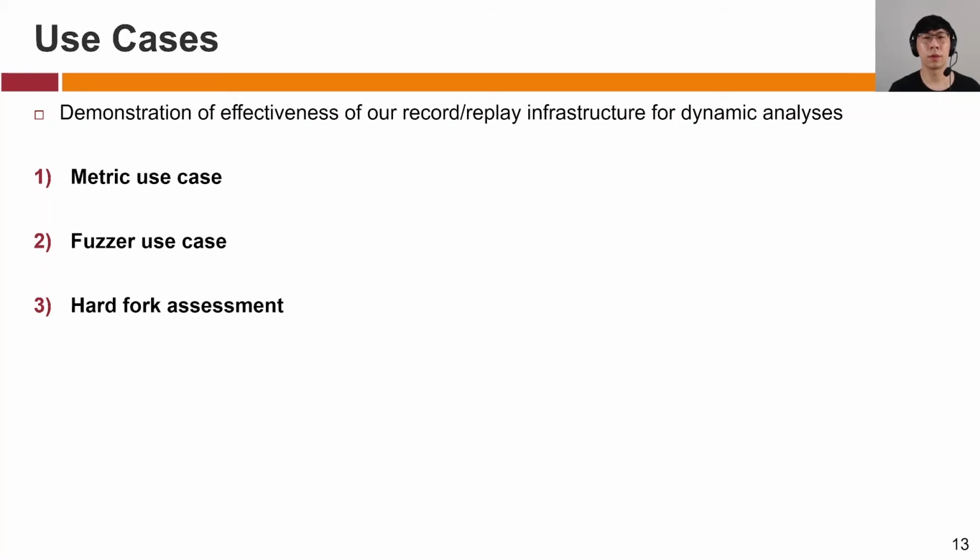To demonstrate the effectiveness and efficiency of our record replay infrastructure for dynamic analysis, we introduced 3 use cases for our substate replayer: a metric use case, a fuzzer use case, and the assessment of hard forks.